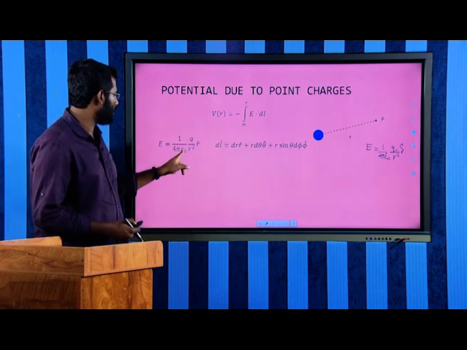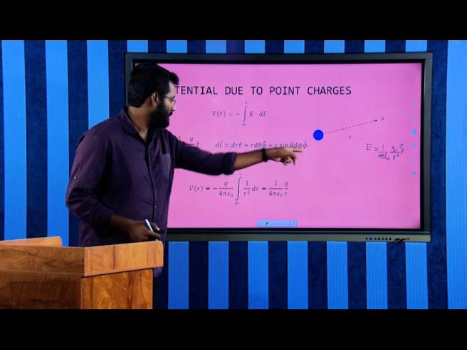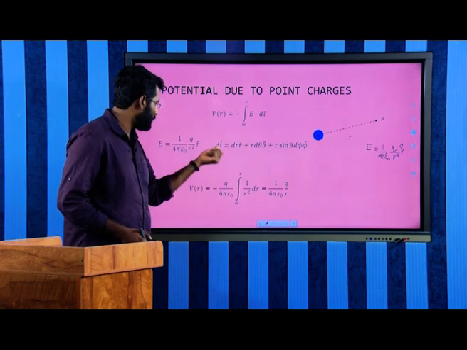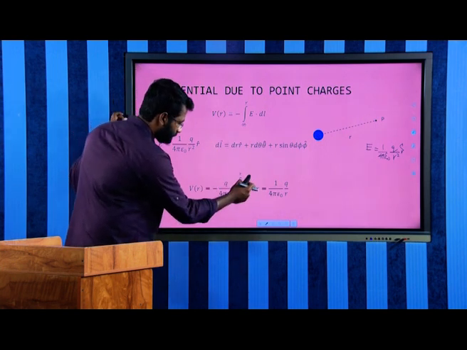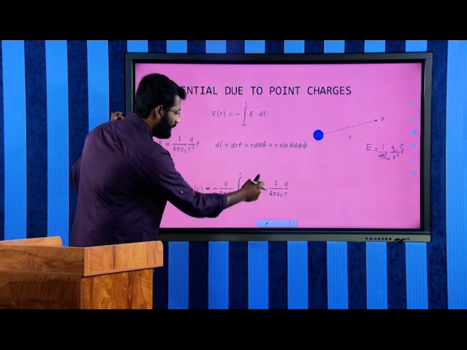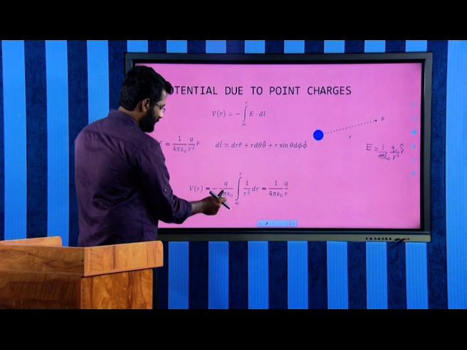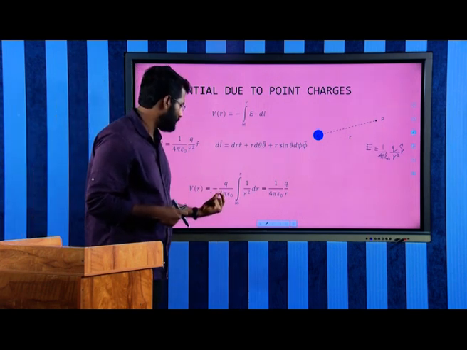Taking the dot product, only these two terms exist, all the other terms will be cancelled. That is 1 by 4 pi epsilon 0 q by r square into dr, that is q by 4 pi epsilon 0 times 1 by r square dr. Now the integral is from infinity to r, and the minus sign is from the definition of potential. So now we know that it is very easy to solve.